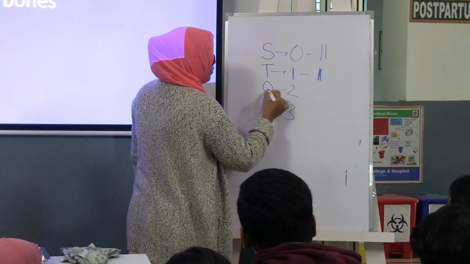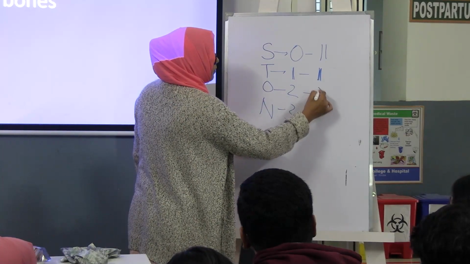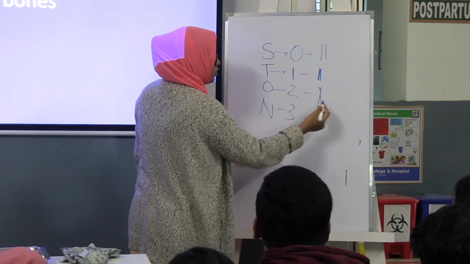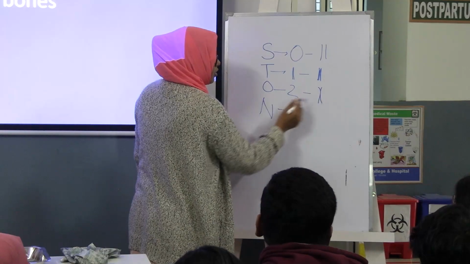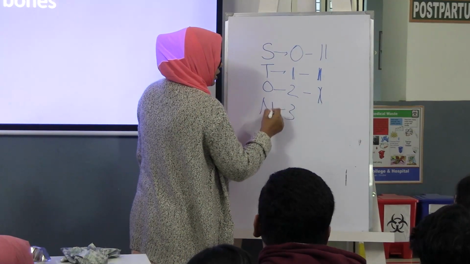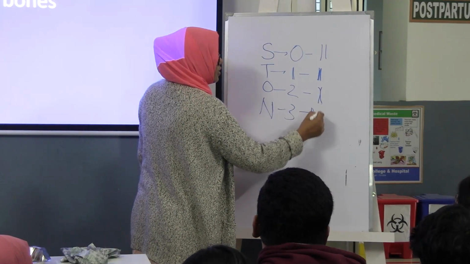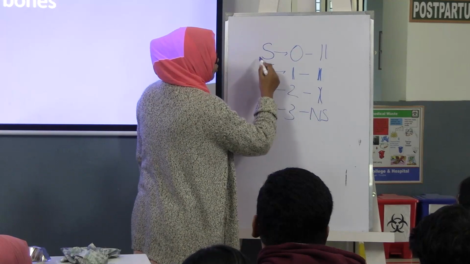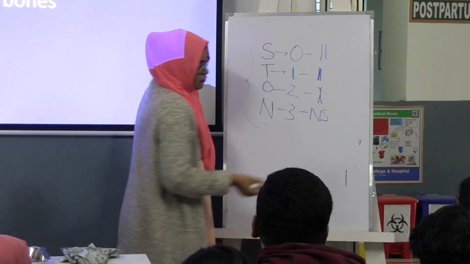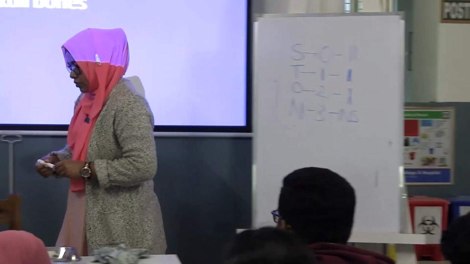Grade 2 means, O means overlapping. They are overlapping, but you can separate them, separable. Grade 3 means, N means not separable. You can't separate them. Okay, this is the mnemonic for the grade of molding.